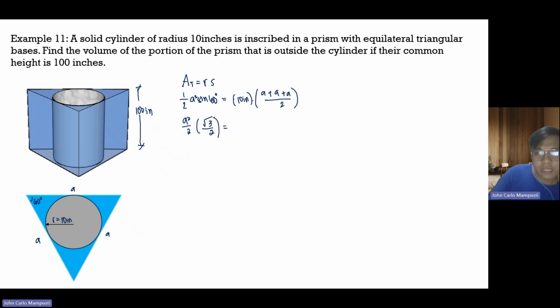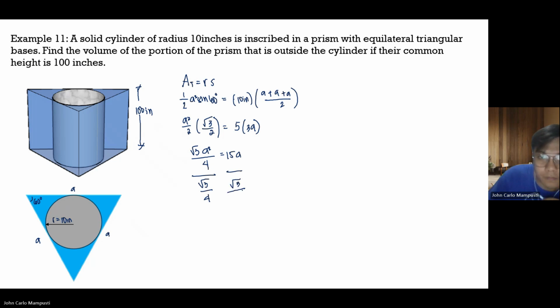We have 10 times A plus A plus A. This is 3A over 2. As you can see, this is 10 divided by 2. So 5 times 3A. Okay? So as you can see, this is equal to square root of 3A squared over 4 equal to 15A. So divide both sides by square root of 3 over 4. Therefore, A is equal to 20 square root of 3.